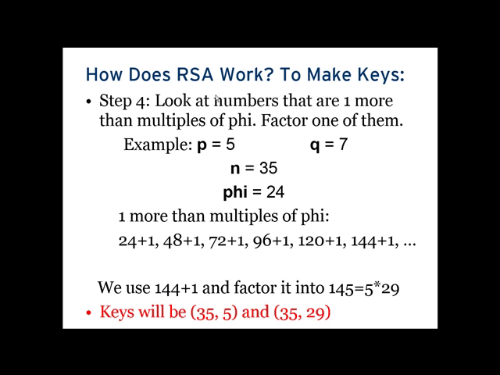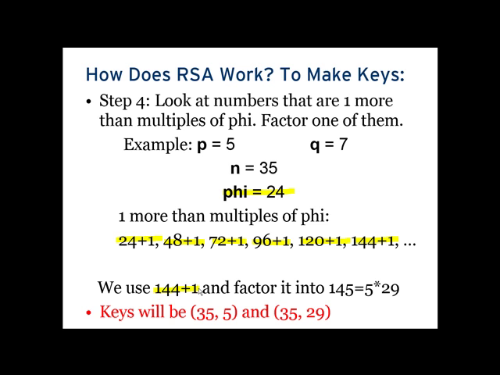We're going to look at all of the numbers that are one more than multiples of phi. Remember, our phi is 24. So numbers that are one more than multiples of phi are 24 plus 1 is 25, 49, 73, 97, 121, 145. All these numbers are multiples of 24, but then we add 1 to them. This is basically like what we call clock arithmetic. Every time we go around the clock, we're adding, in this case, 24. We're always ending up at, let's say, 1 o'clock if we have a 24-hour clock.